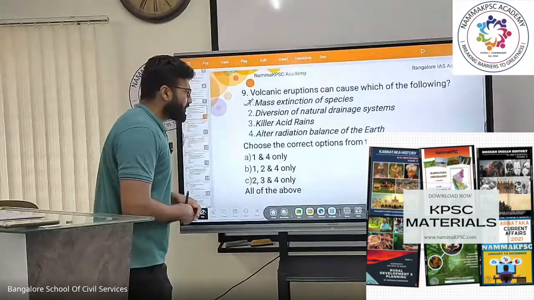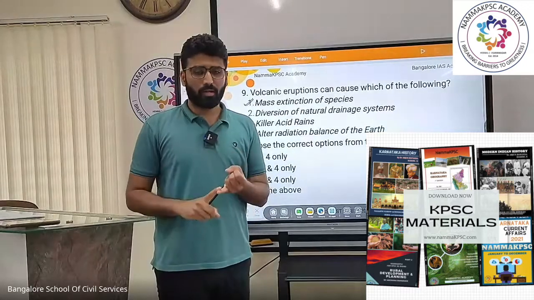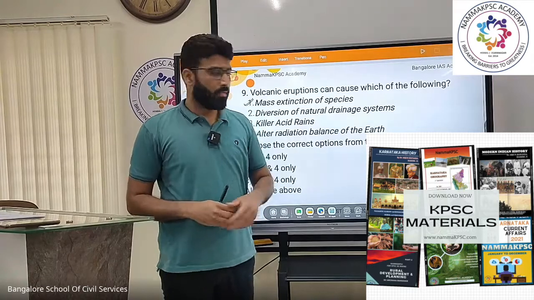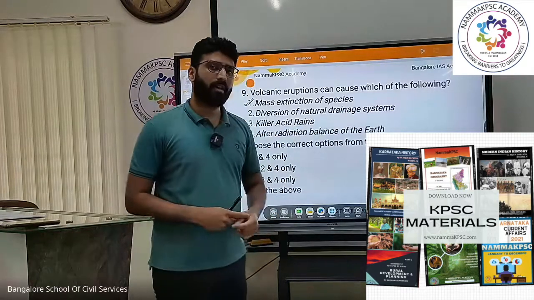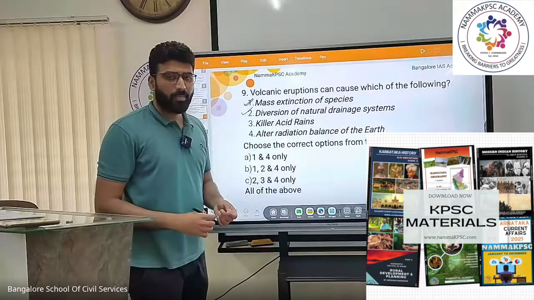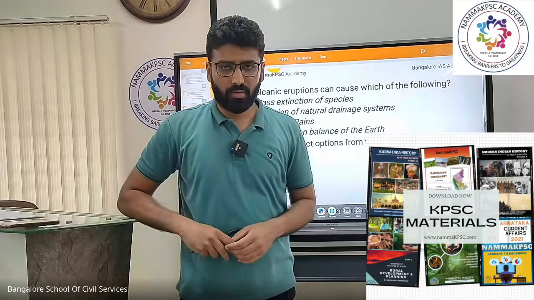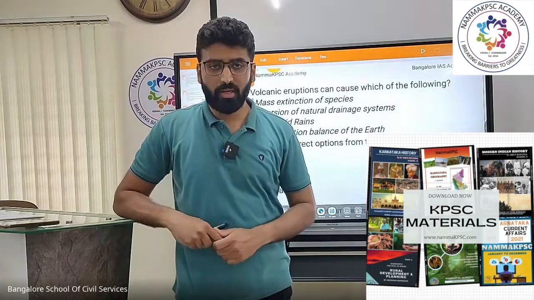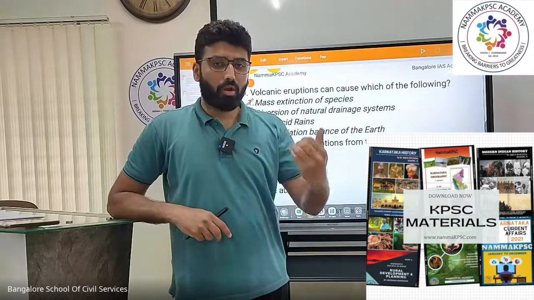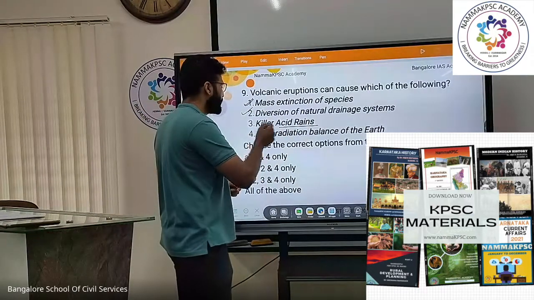The second statement says diversion of natural drainage systems. Obviously, you may have a volcanic eruption, and the lava flow can dam a river flow and therefore change the natural drainage system. Killer acid rains. Whenever you have a volcanic eruption, it spews many gases into the atmosphere. One such gas is sulfur dioxide. So all that sulfur dioxide which is released into the atmosphere will come down along with rain as weak sulfuric acid, resulting in acid rains.